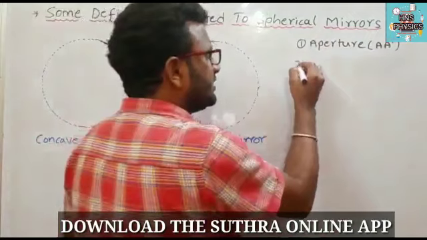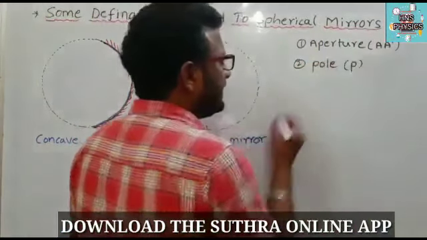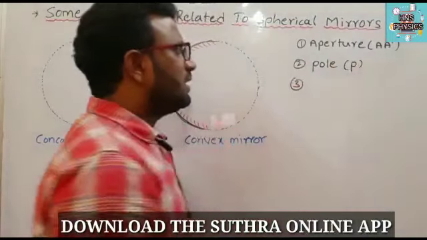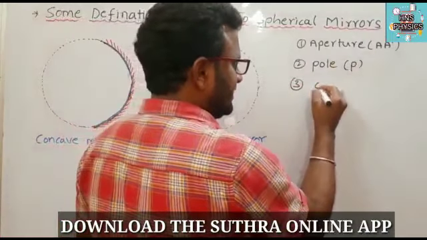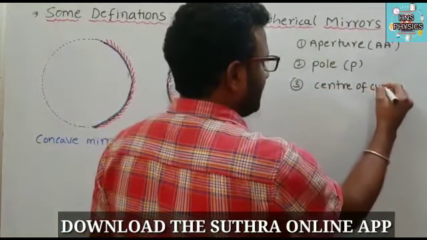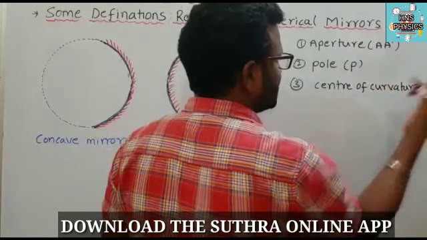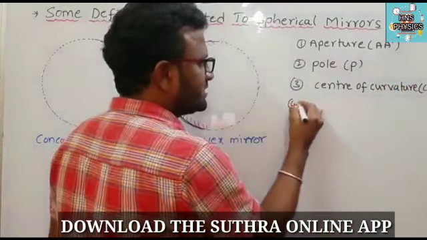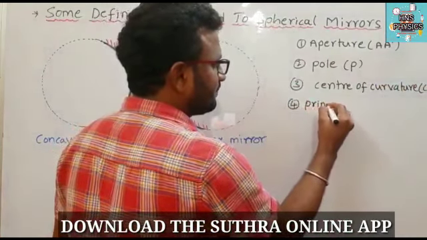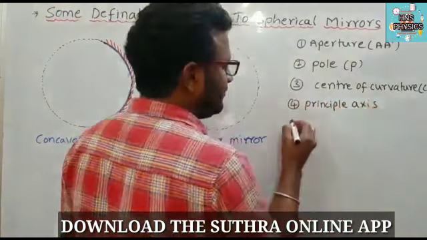Next, the second one, pole. It is denoted by P. Next, the third one, center of curvature, denoted by C. Next, the fourth one, principal axis.